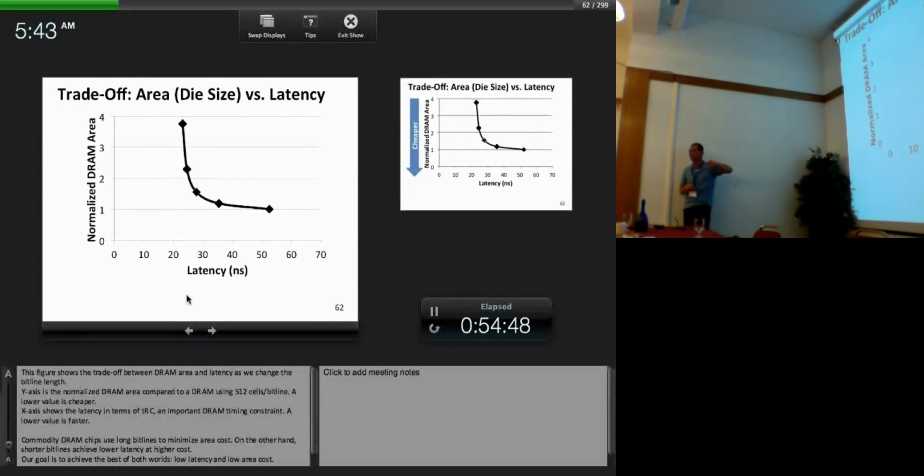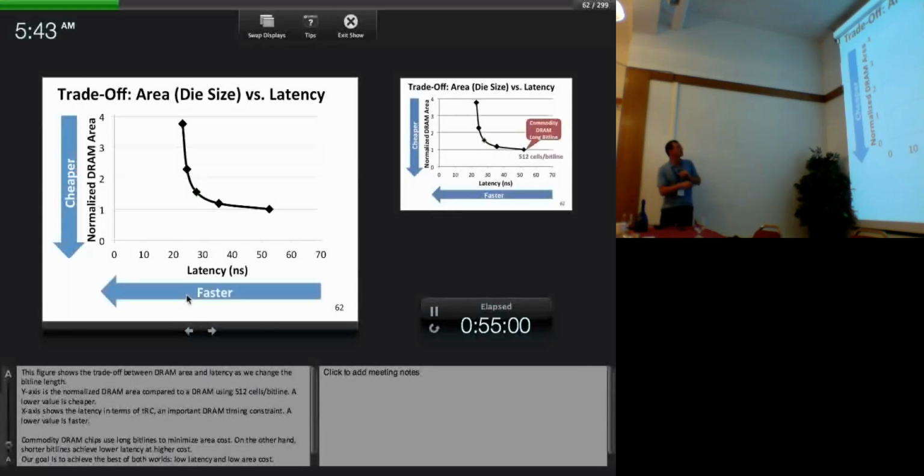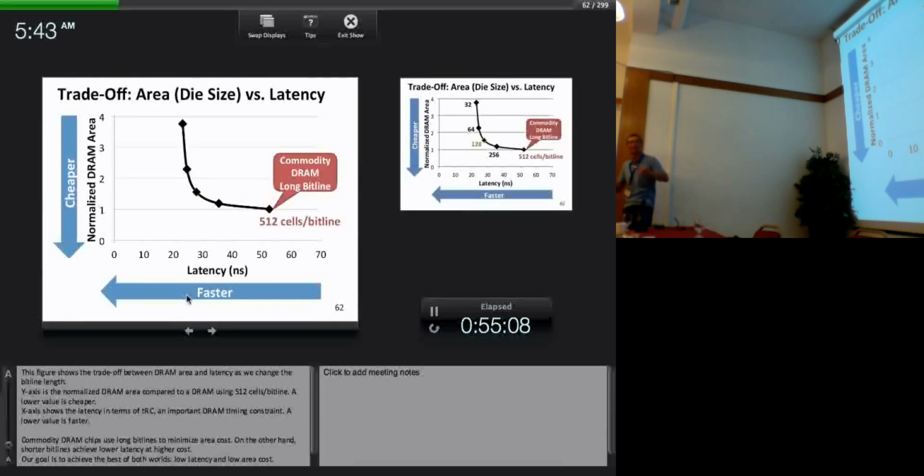And let's take a look at that trade-off, how that has played out over time. This is the latency in terms of row cycling time, and this is the normalized DRAM area of real DRAM chips. This is cheaper. You would like to minimize the area, and you would like to make it faster also. Commodity DRAM has approximately 512 cells per bit line. It could be 1,000. So we're here. We get more than 50 nanosecond latency with this area.